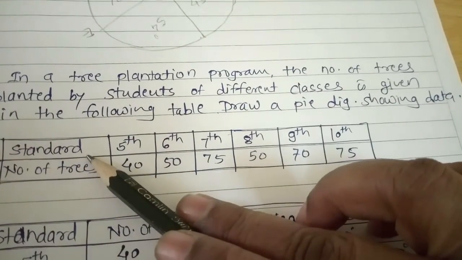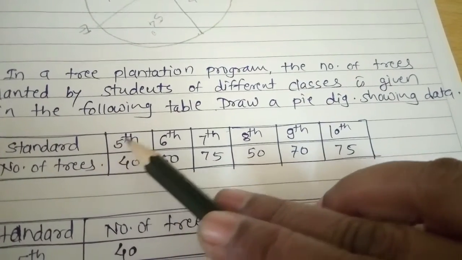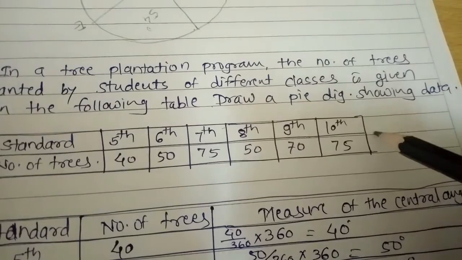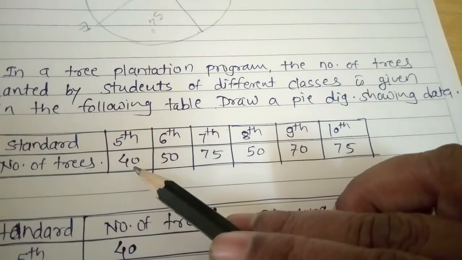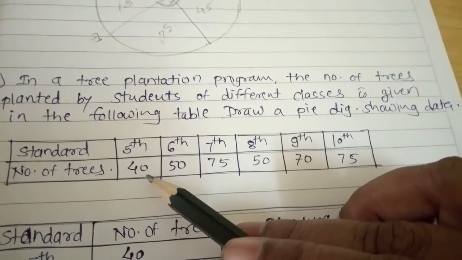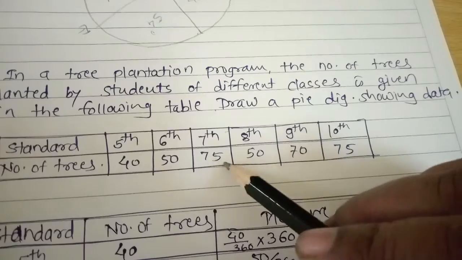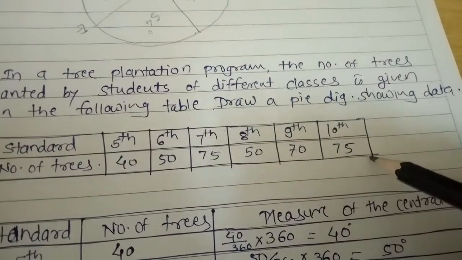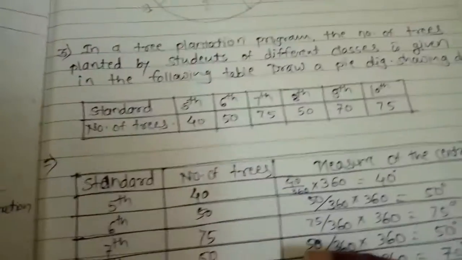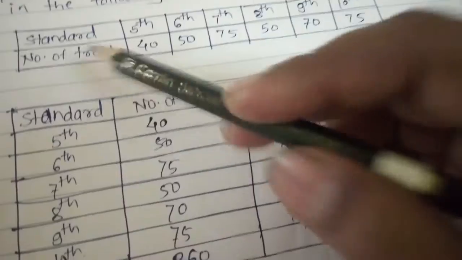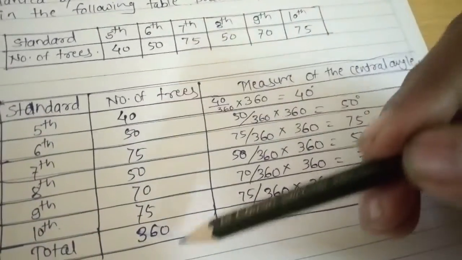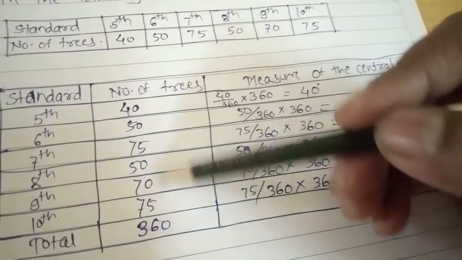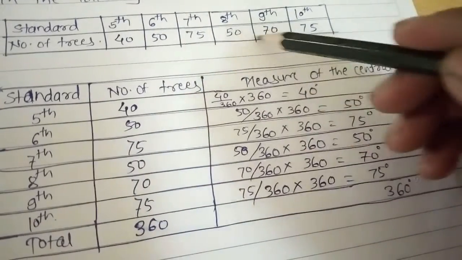So you are given the data, that is the standard, from 5th standard to 10th standard, and the number of trees planted by the students are 40, 50, 75, 50, 70 and 75. So here we have to draw the vertical table of this one. In the first column we have to draw the standard. The second one is the number of trees, and remember that we have to take the addition of these numbers.